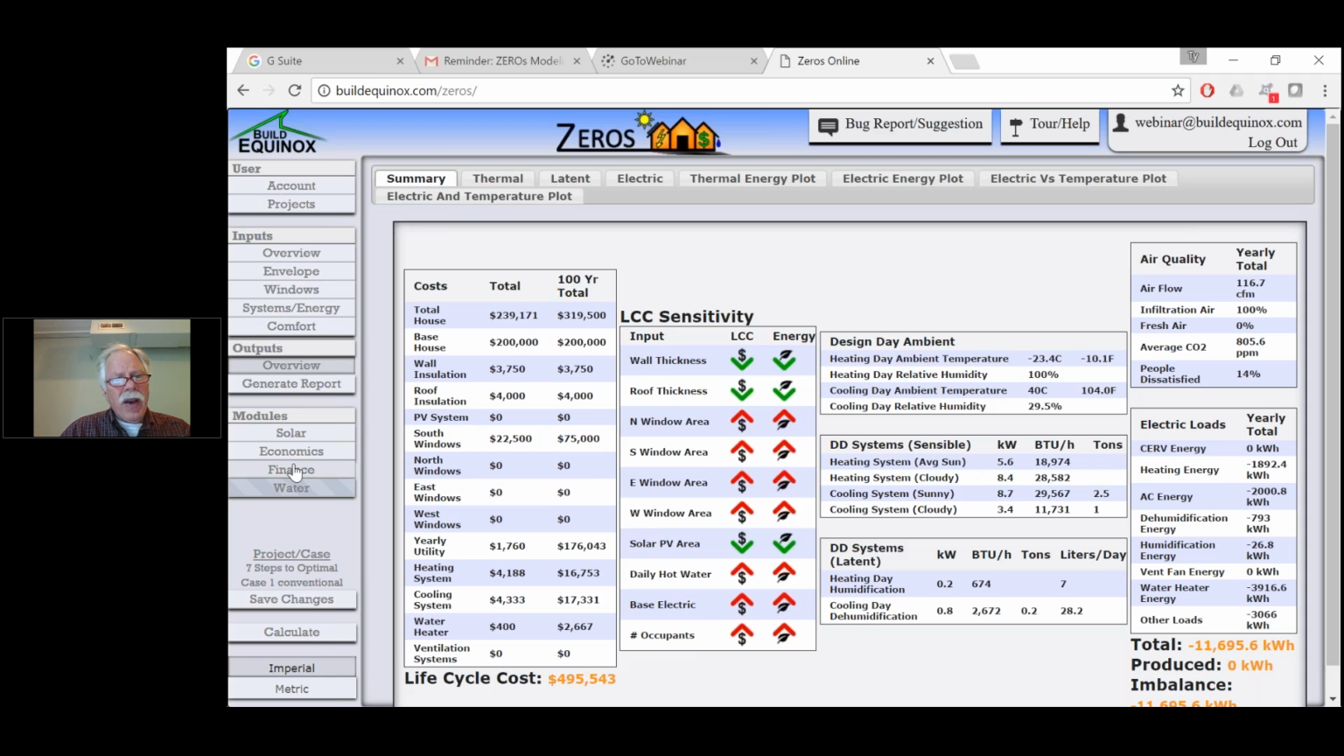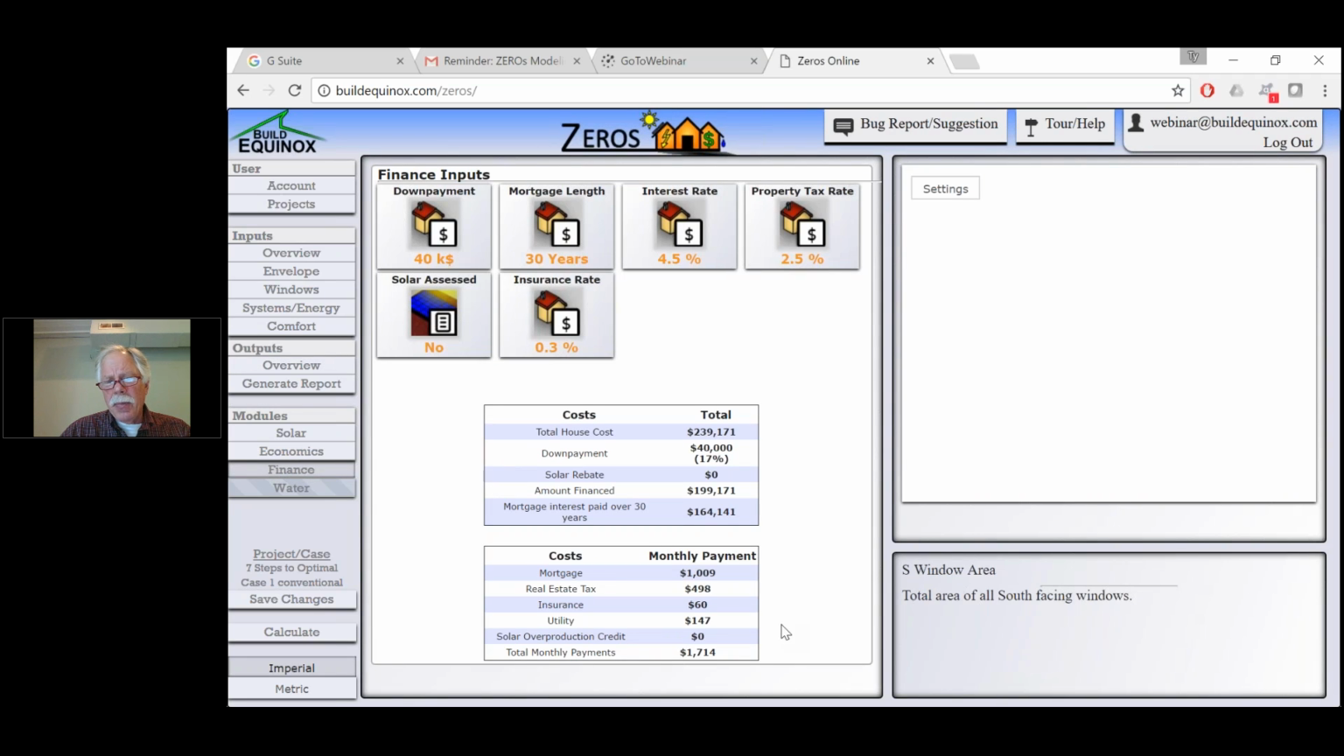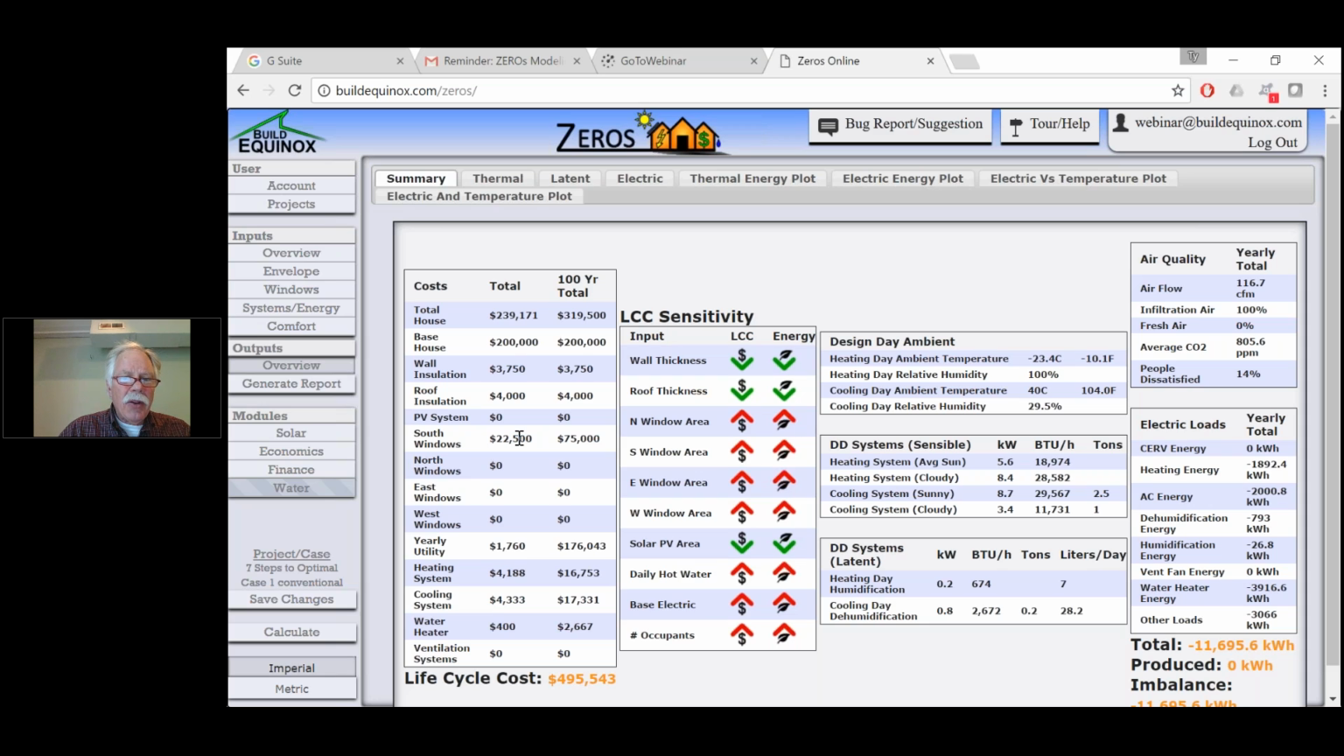We look at the finance side of things, where we were at about $1,500 per month. We're now at about $1,700, and a lot of that is because the mortgage has gone up. Because of the cost of windows, we go back to the overview, we now have about $22,000, $23,000 worth of windows for that 500 square foot wall area. And over the course of 100 years with replacement of windows, about $75,000 added.